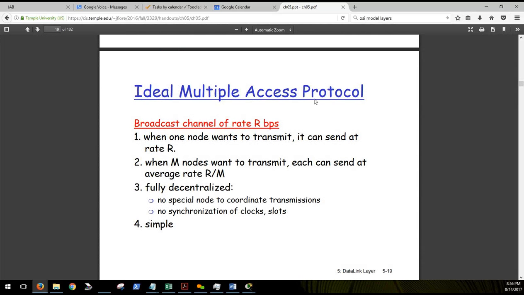Ideal multiple access protocol, broadcast channel of, okay, here we get into the calculation.